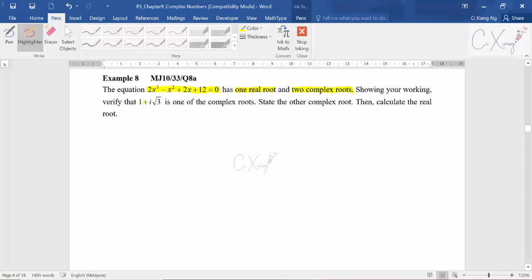They want you to verify that 1 plus i root 3 is one of the complex roots. Okay, so this is the first thing. You need to show that this is a complex root of the equation on top. All right, so every time you want to verify that a value or a number is a root of the equation, you need to substitute it into the equation. After that, you have to prove that the left-hand side equals the right-hand side. Okay, so I will start from the left-hand side first. My left-hand side is 2x to the power 3 minus x squared plus 2x plus 12.